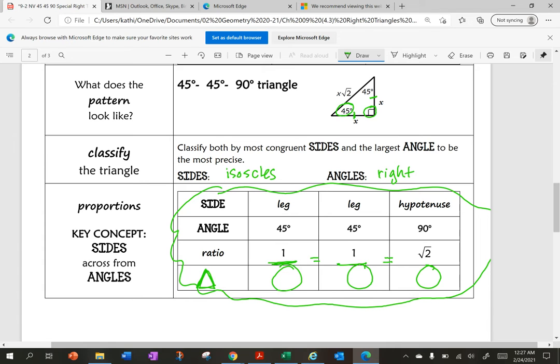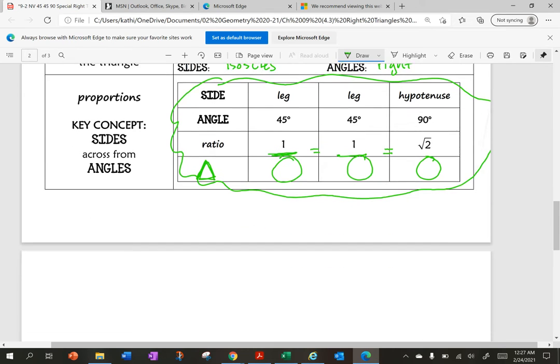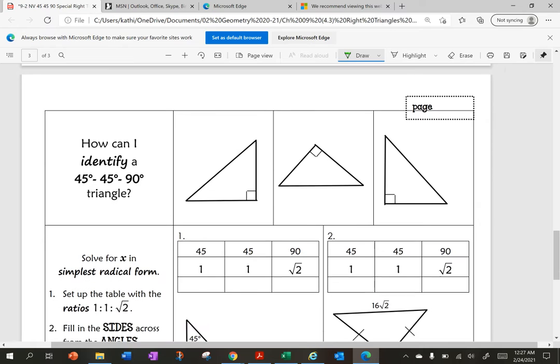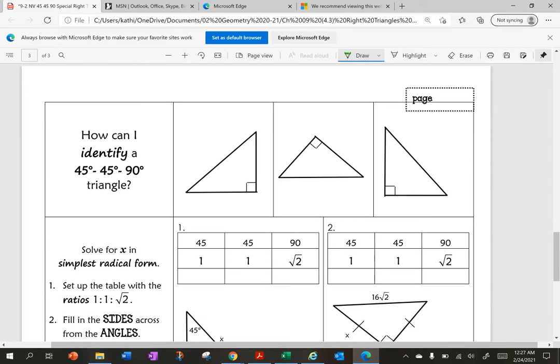All right, so let's do a couple examples. So how do I know when I have a 45, 45, 90 triangle? I think one of the obvious is I would see I have 2 45-degree angles and a 90-degree angle. I could see I have 2 equivalent angles, or I could see that I have 2 equivalent sides. So I can identify that I have a 45, 45, 90 triangle from several scenarios.